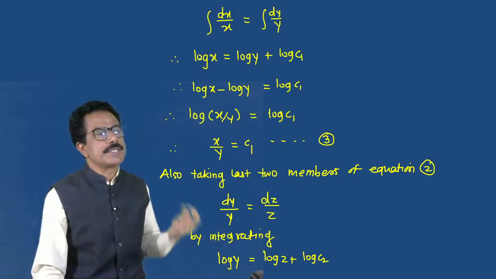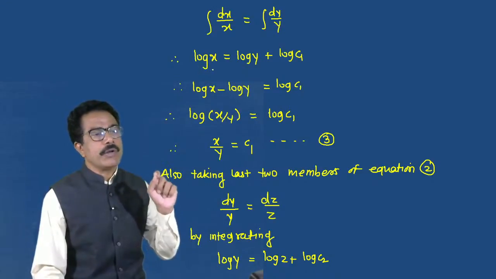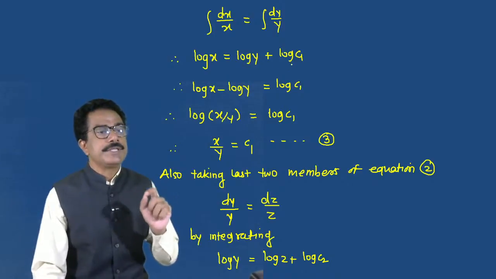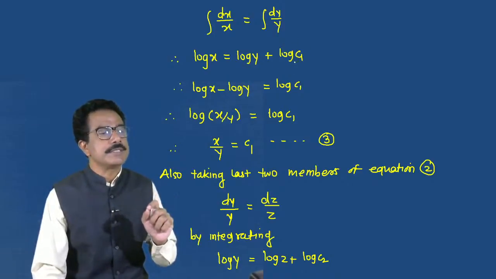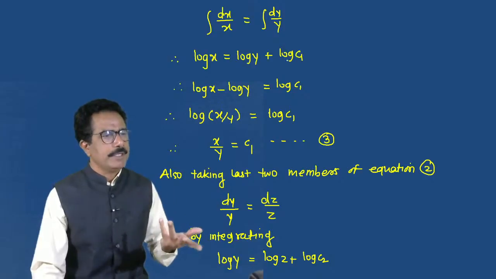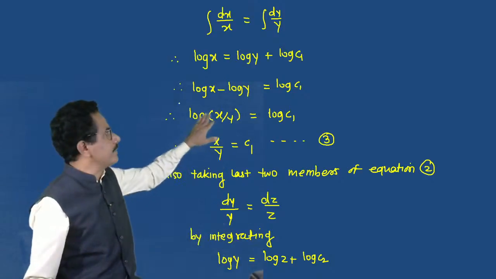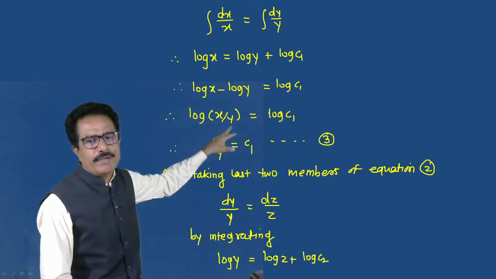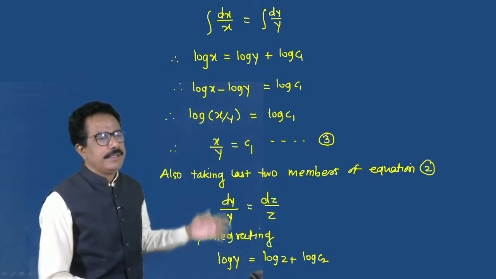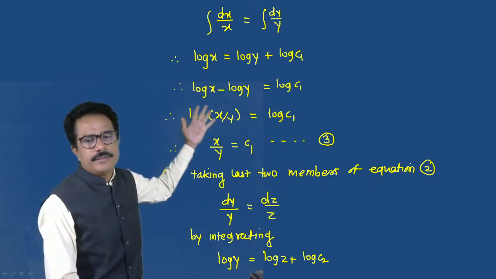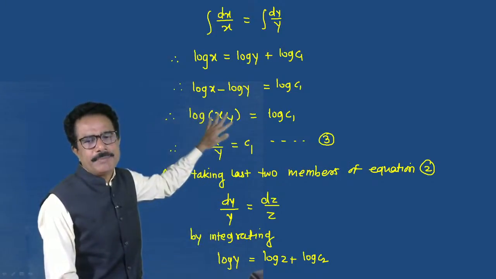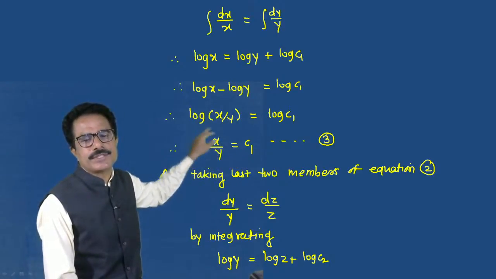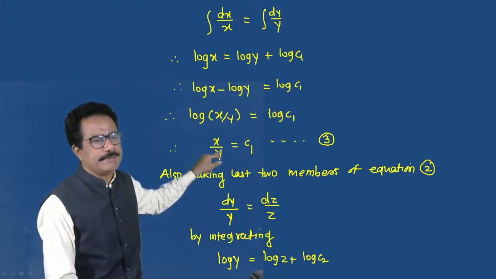Therefore integration of dx upon x is log x, which is equals to dy upon y, the integration is log y, which is equals to, suppose integration constant is log c, suppose c1. Now on the left side, log x minus log y. We can write log of x divided by y, which is equals to log c, and by taking the antilog we can write x divided by y is equals to c1. This is the first term, that is u of x comma y comma z.